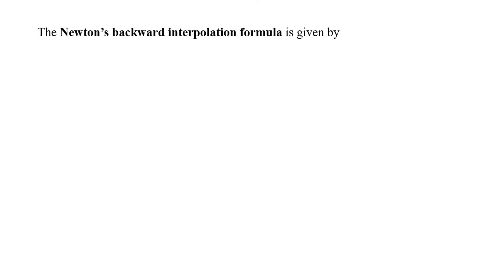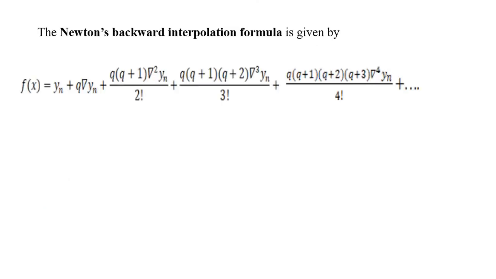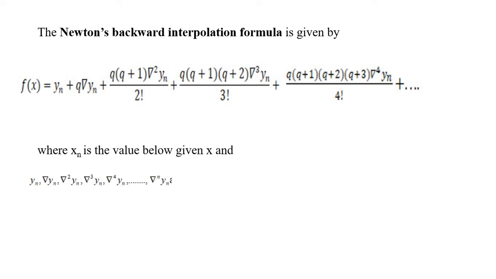The Newton's backward interpolation formula is given by, here you can observe the formula is related to the term q. We have q plus 1, q plus 2 and so on. Here all the terms are positive. Here xn is the value below the given x from the table, and these are the backward differences which are obtained from the table. q can be found with this formula, x minus xn by h.